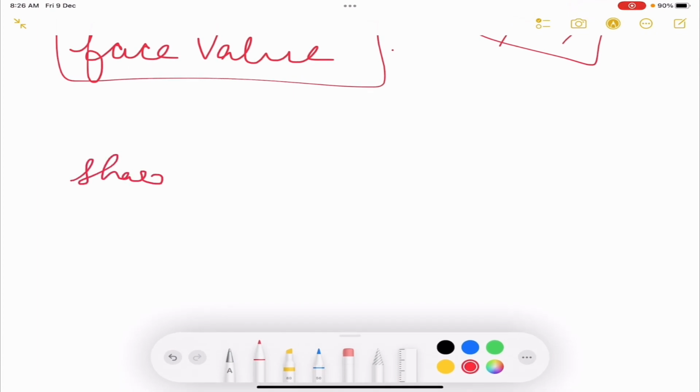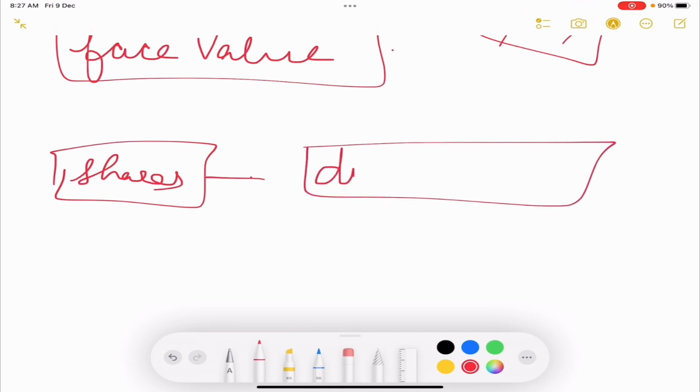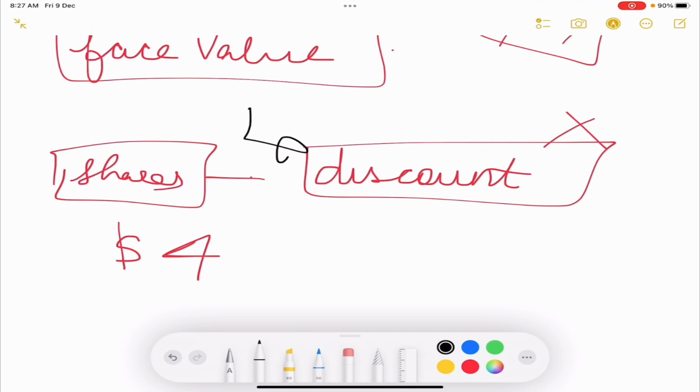So when you're talking about shares, keep one thing in your mind. Shares can never be raised on discount. We can never issue shares on discount. What do you understand by discount? Discount is something which is less than the face value of the share. So if the face value of my share is $4, I cannot issue it for a price which is lesser than $4. Why? Because we cannot issue shares on discount. Now we have just discussed what face value really means.